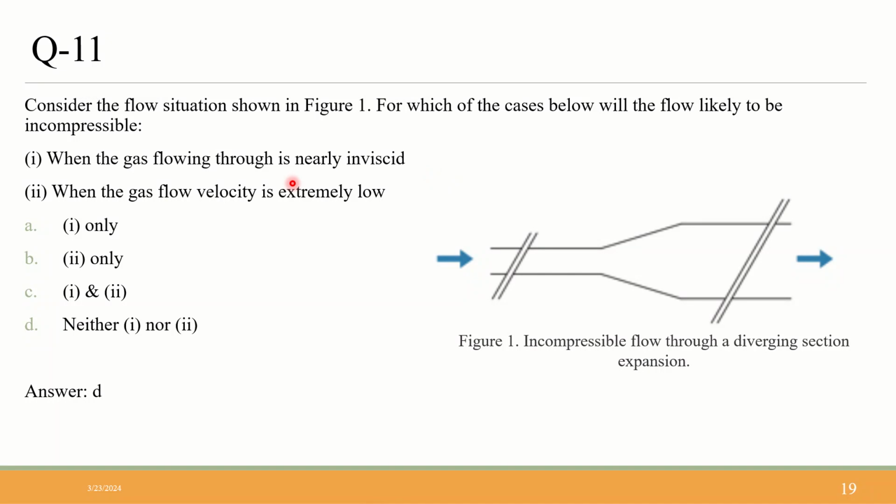When gas flowing through is nearly inviscid, or when gas flow velocity is extremely low, both of them are wrong. So neither one nor two. Which of the cases will the flow likely be incompressible? If it is a gas flow, the chances of it becoming compressible are also there. That's why. Okay, we'll now look at question 12.